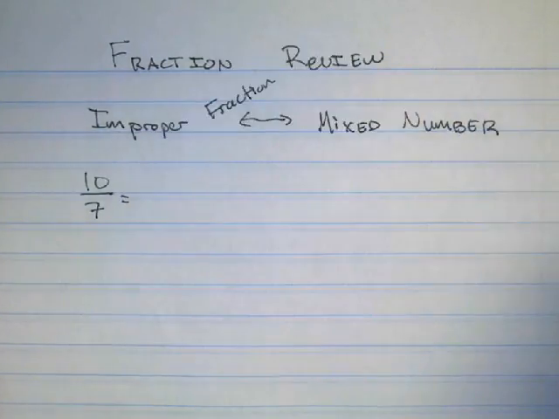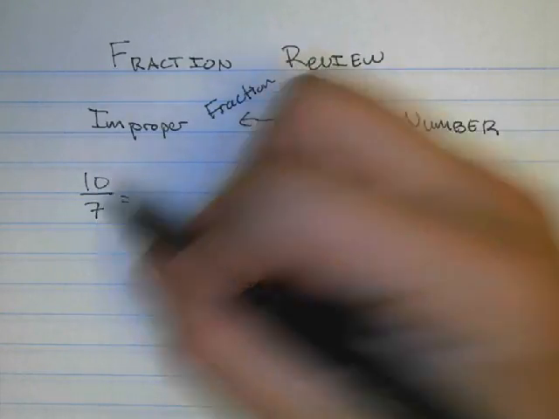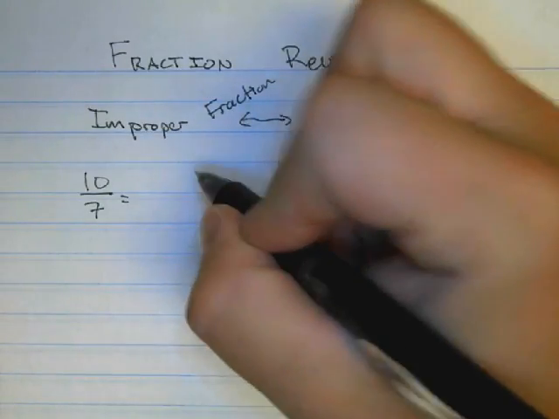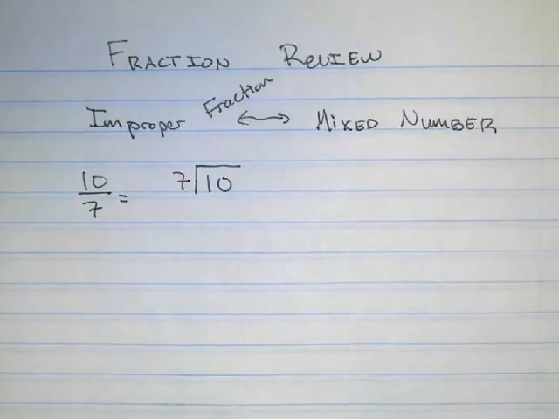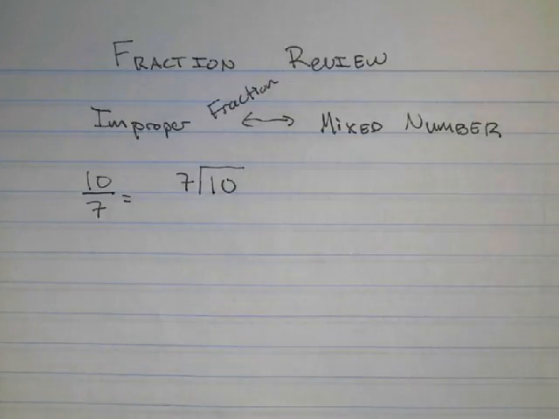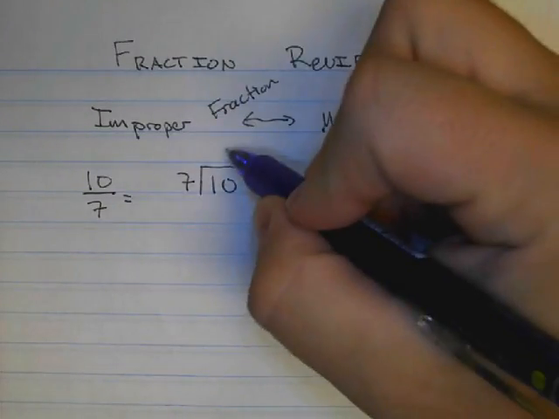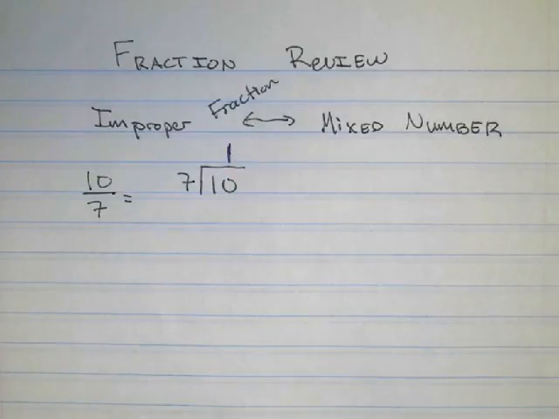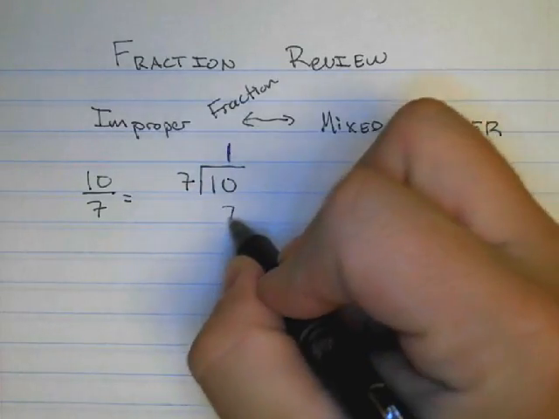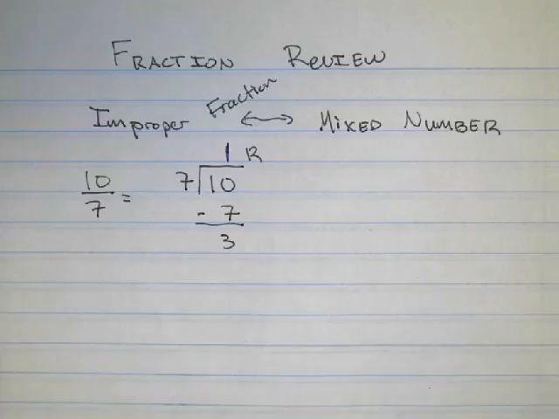The way I would turn it into a mixed number is we have 10 divided by 7. So I would use long division. I go 10 divided by 7, and we'll see where all the different numbers pop out and where they go. I'm going to use purple for my quotient. 7 goes into 10 one time. 1 times 7 is 7. Then I subtract, and I have 3. And then my remainder is 3.